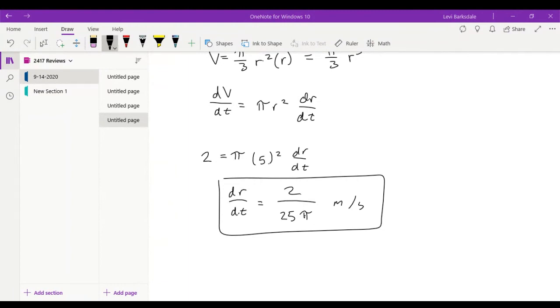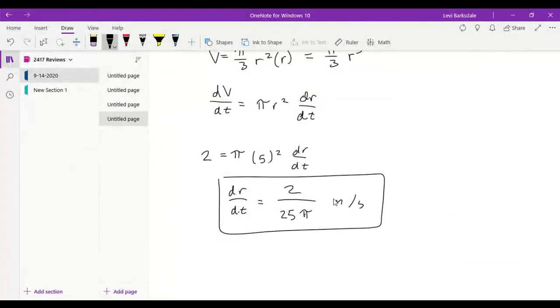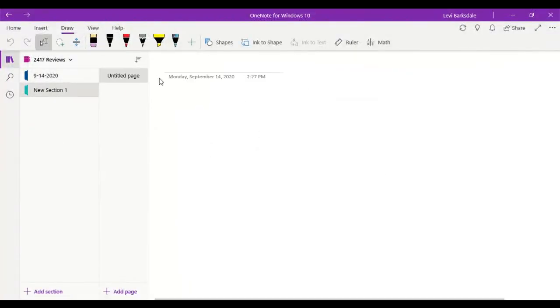I think that's enough of related rates for now, just because we do have to cover a couple more topics, but I can give you some more related rates practice problems at the end if you want. Okay, let's see.